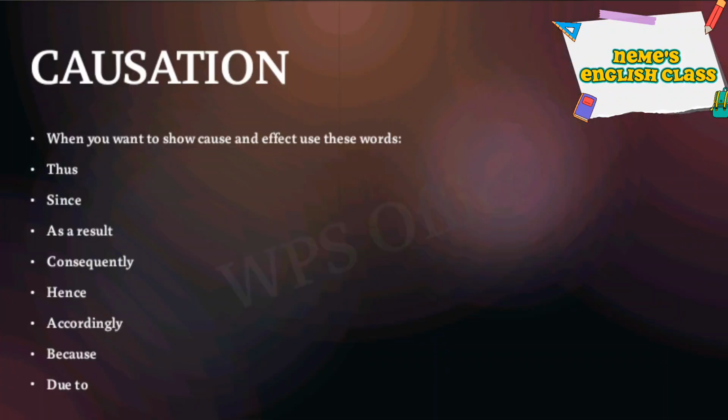Now, we're going to be looking at some groups of transition words. The first one is causation, or cause and effect. When you want to show a cause and effect in your write-up or in your speech, these are the transition words that you can use: thus, since, as a result, consequently, hence, accordingly, because, due to. When you want to show cause and effect, use any of these words.